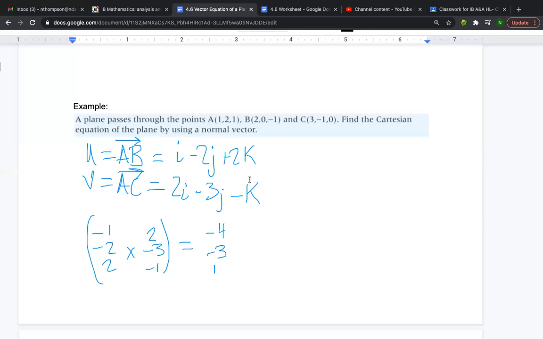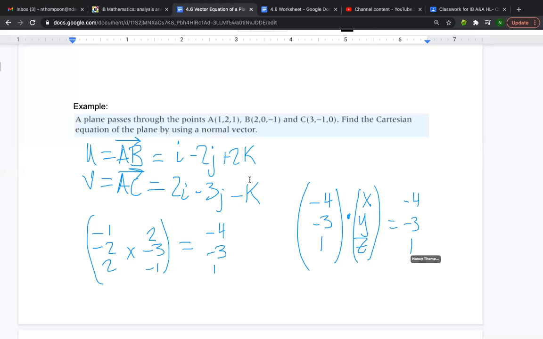So now I need to use the normal formula. So we have, scroll over. So now I have -4, -3, 1 dot XYZ. We're trying to figure out what this point is here, what that vector is. And then we have -4, -3, 1 dot, and then we need our equation. I can pick any of the 3 points. I'm just going to use point A because it's right there. We have 1, 2, 1.